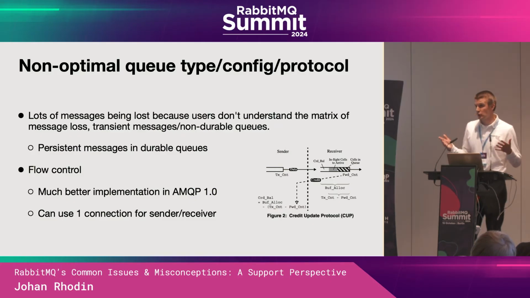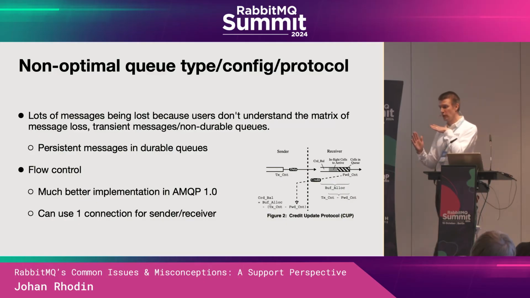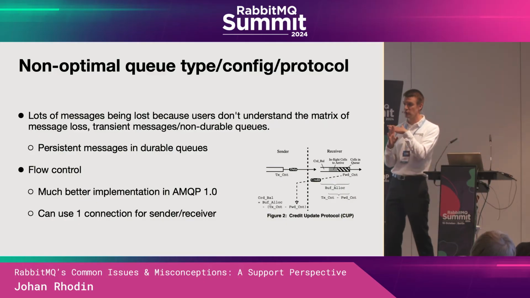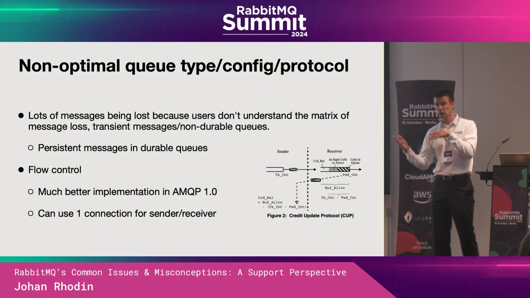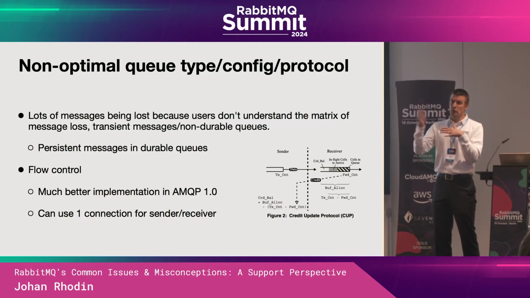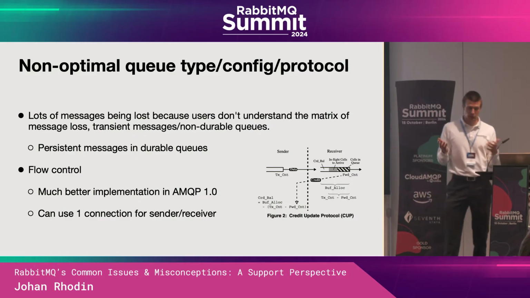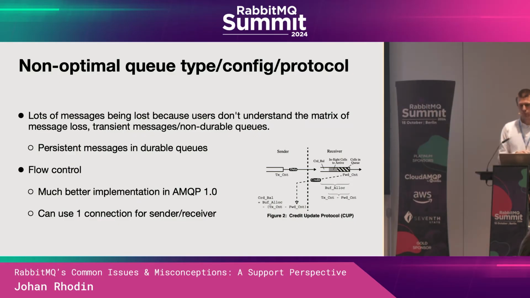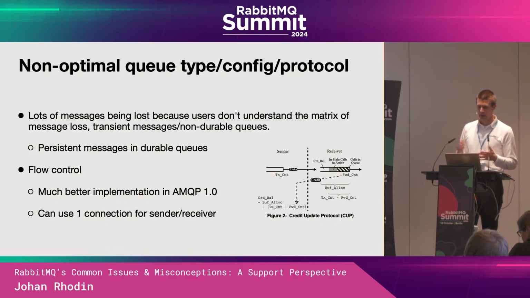There's also, probably just as common, the issue that you don't fit the matrix of durability and persistence. So you're using a transient queue with persistent messages, or a durable queue with transient messages, and then you ask, oh, why did I lose messages on restart? Well, it's because that's what someone said at the moment.